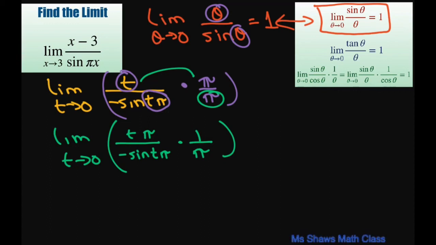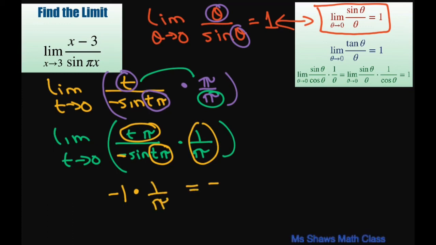Now this right here, the angles are the same. So instead of 1, it's going to be negative because we have negative there. So as t approaches 0, we're going to get negative 1. And then we still have this constant, 1 divided by pi. So our limit's going to equal negative 1 divided by pi.